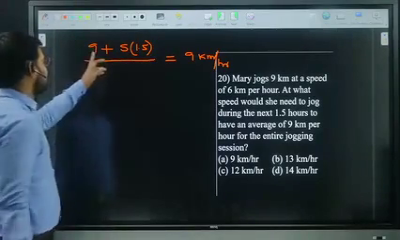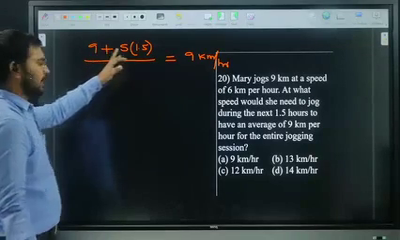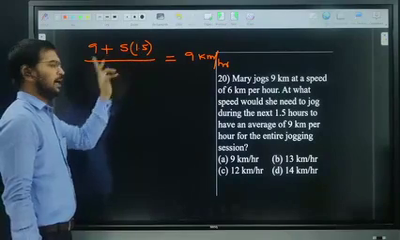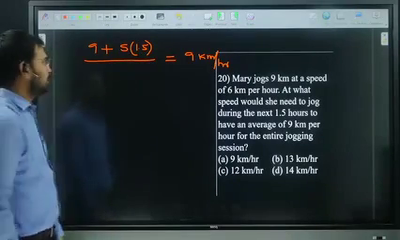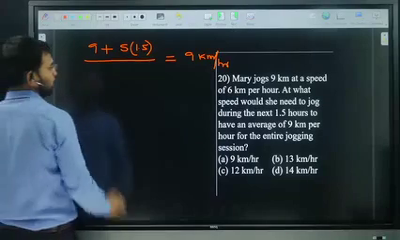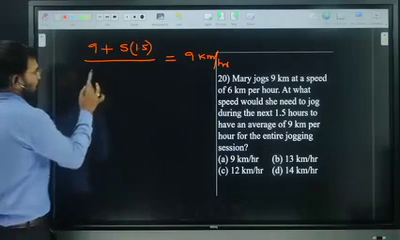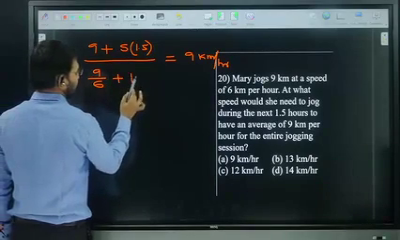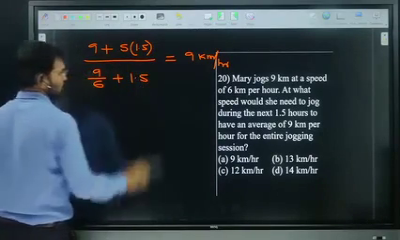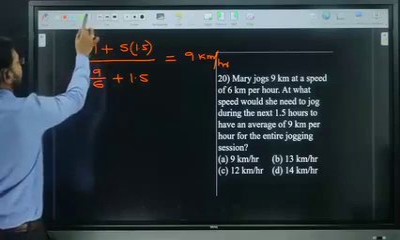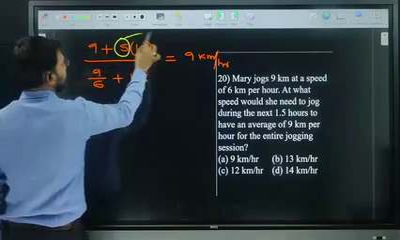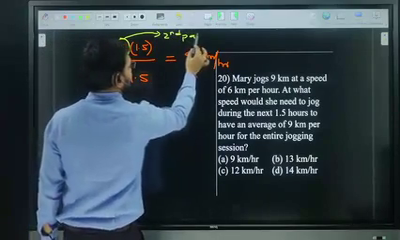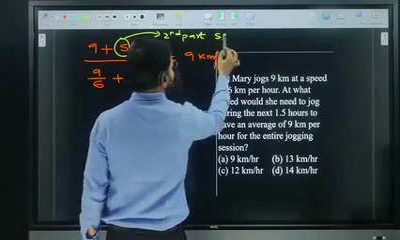So first part distance is 9 kilometers. Second part distance I don't know. Distance is nothing but speed into time. Time is 1.5 hours, speed I don't know, so I assume it as some s. So the total time: for the first 9 kilometers, the speed is 6 kilometers per hour, and the next 1.5 hours. The unknown variable is the second part speed, they are asking the second part speed.